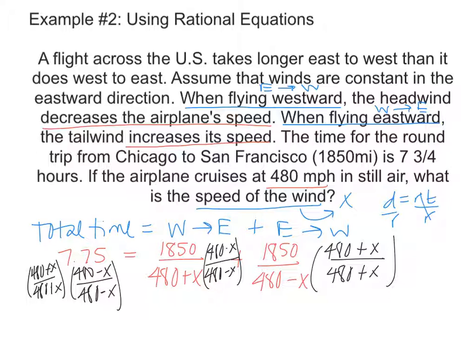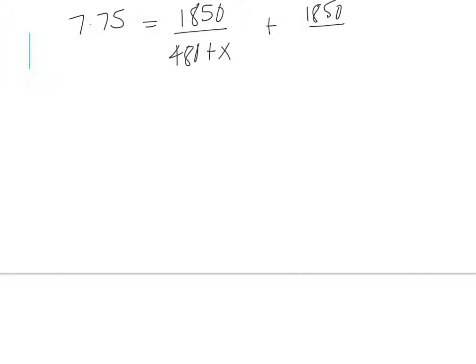All right, this is getting a little messy, so what I'm going to do is start rewriting this on the second screen. All right, so let's go back. We said 7.75 was the total time, is equal to our distance, which is 1,850 miles over 480 plus x, plus 1,850 over 480 minus x.